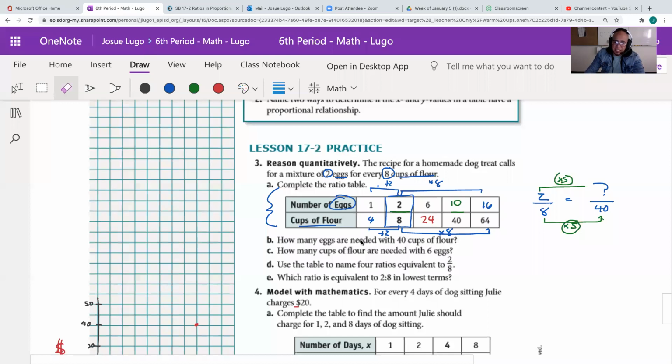The rest: how many eggs are needed with 40 cups of flour? Okay, well, 40 cups, we need 10. Simple. How many cups of flour are needed with 6 eggs? 6 eggs, 24. We figured that out.